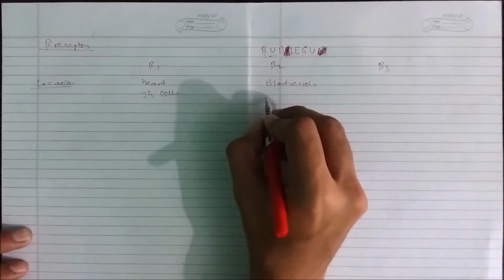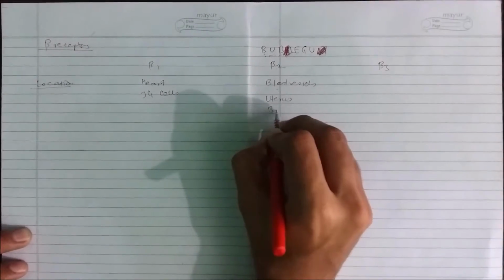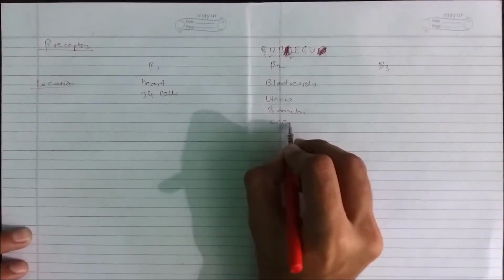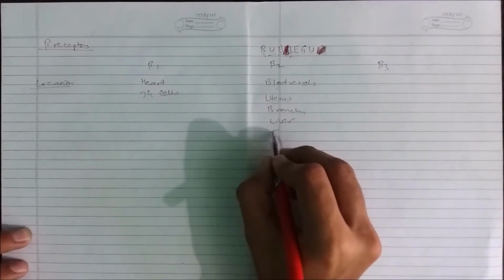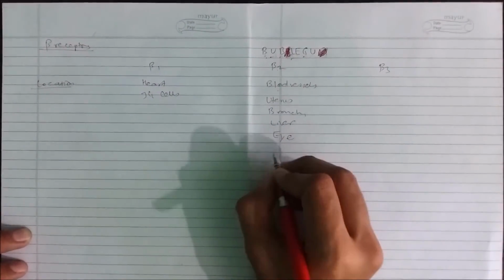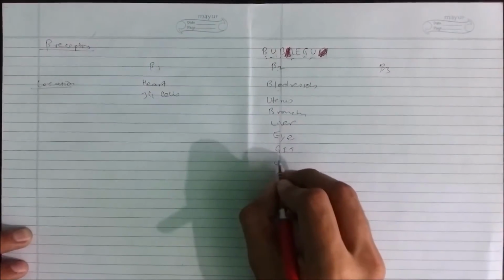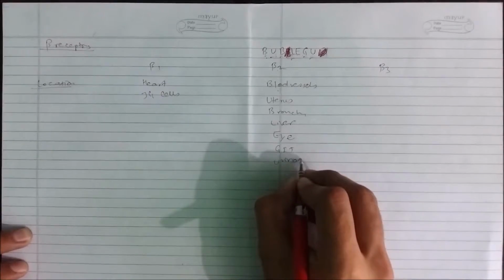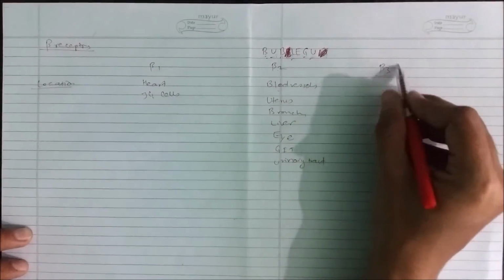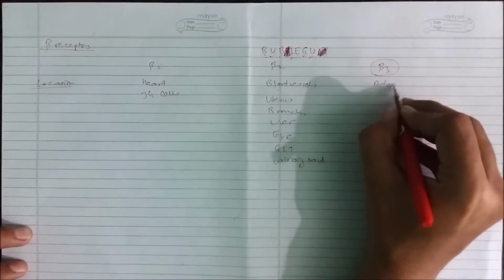This U stands for uterus. This B stands for bronchi. This L stands for liver. This E stands for eye. This G stands for gastrointestinal tract, and U again stands for urinary tract. And beta 3, this is very important from the exam point of view. Beta 3 is present in adipose tissues.